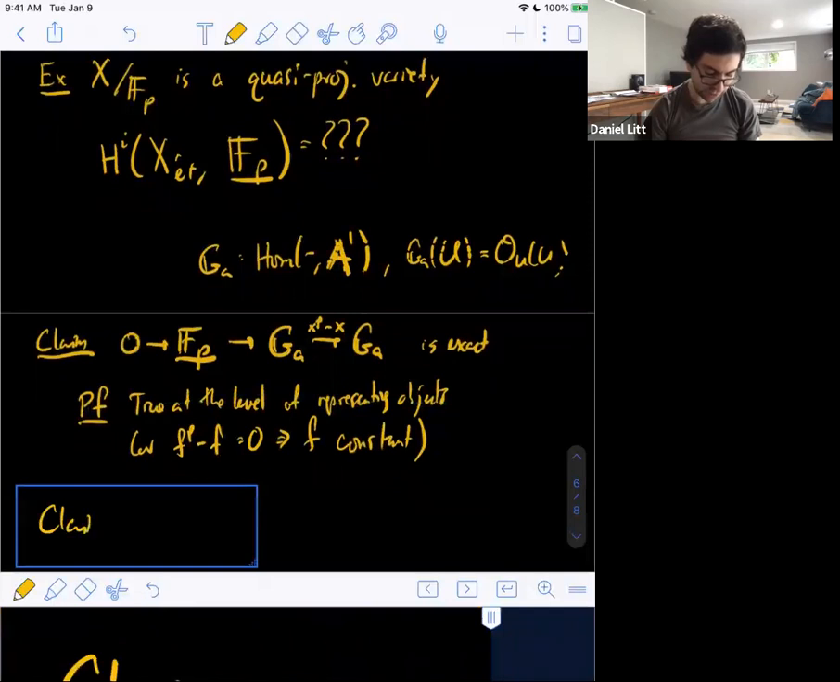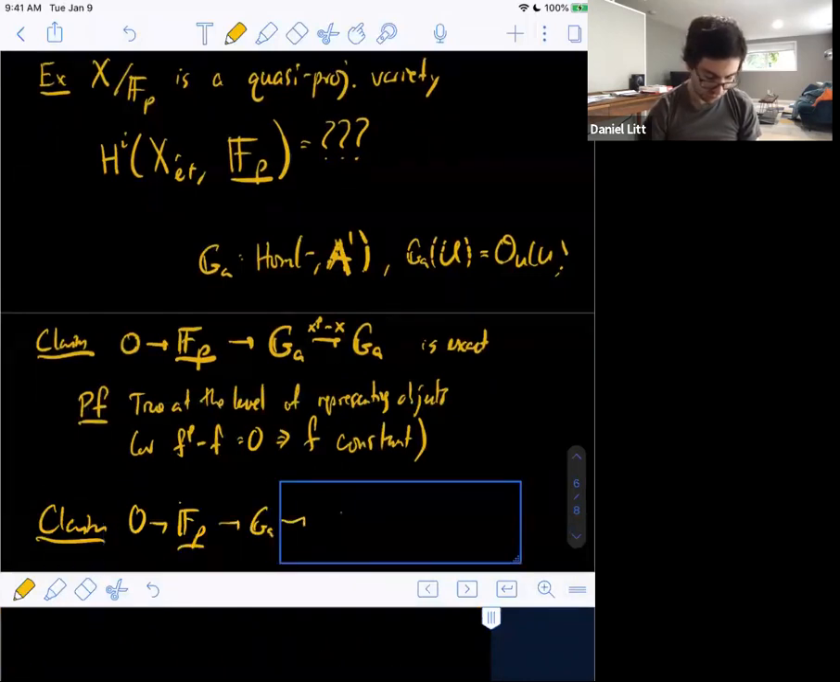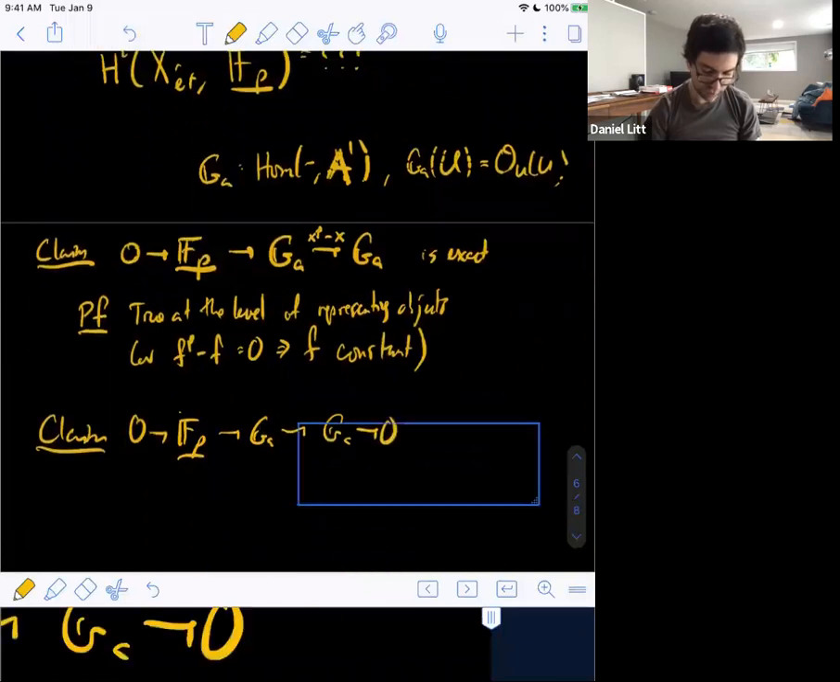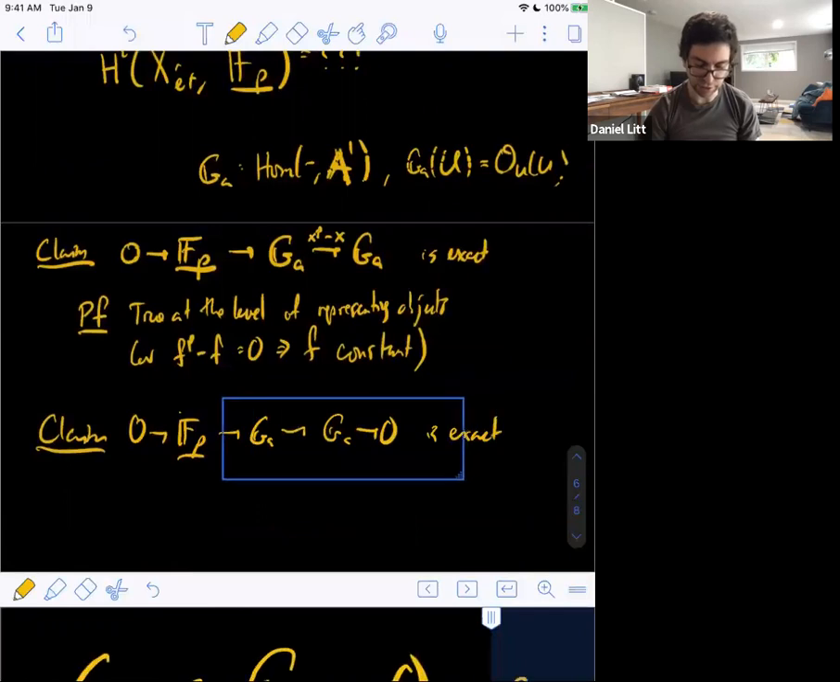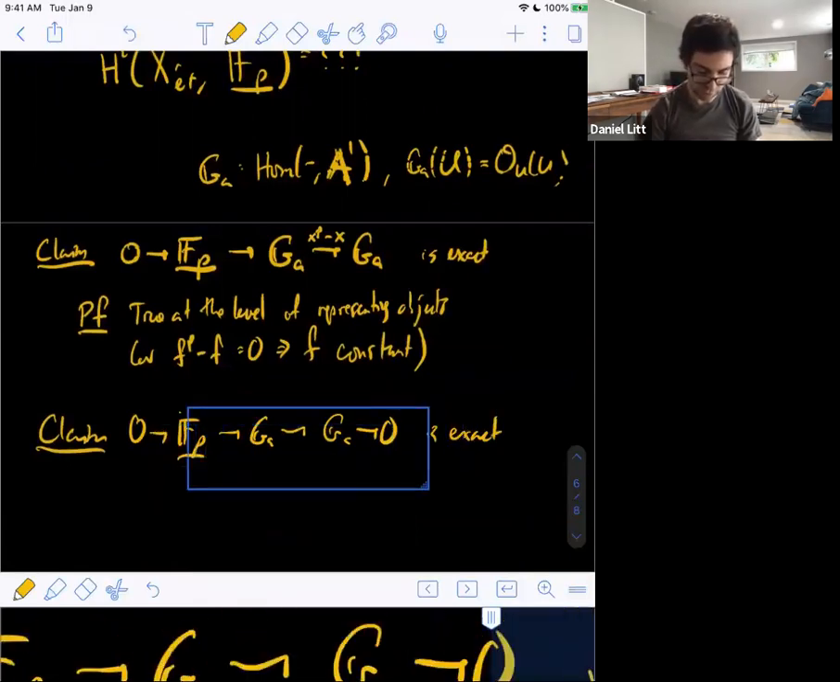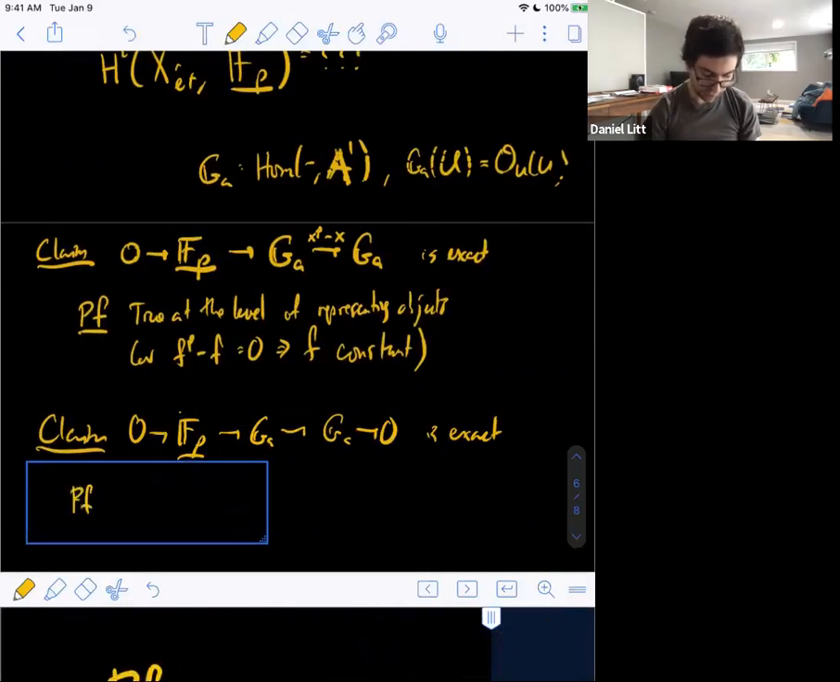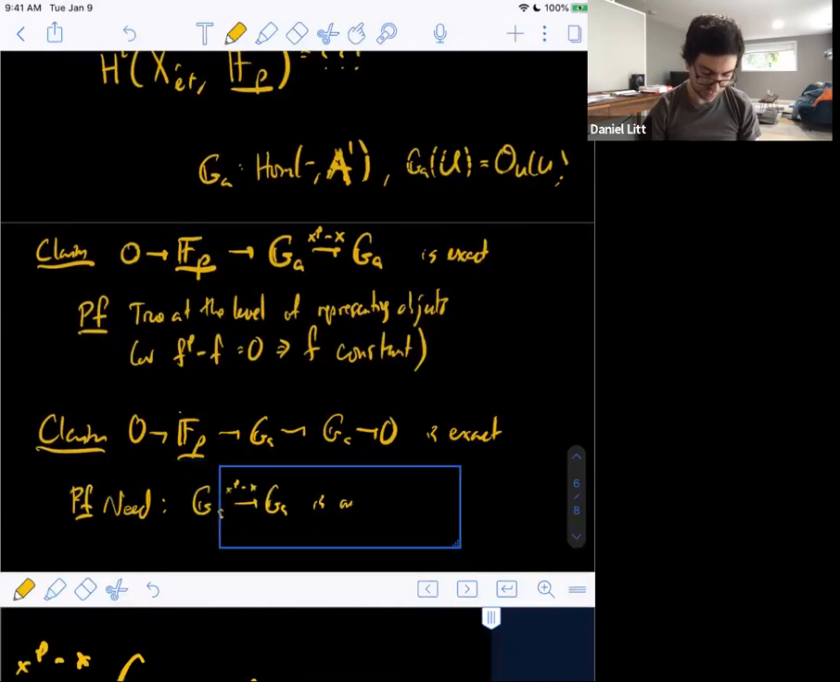So now I claim, in fact, this is short exact. So the only thing that's left to check is that this is a surjective map of sheaves. So what do we need? We need that G_a to G_a, sending x to x to the p minus x, is an epimorphism.